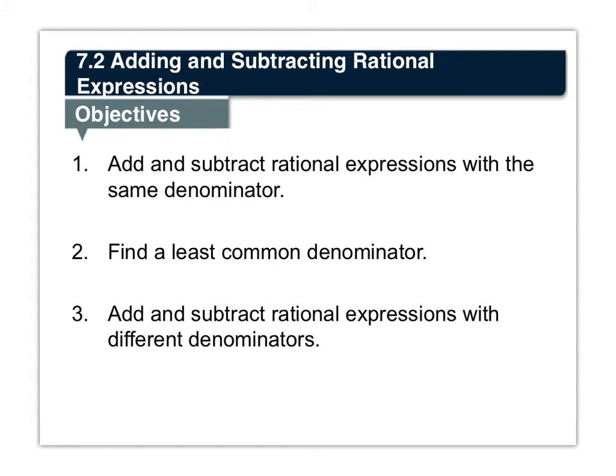For example, if we have the fraction 3/7 plus 2/7, if the denominators are the same, you add the numerators together. So you get 3 plus 2, which is 5, but you keep the same denominator. So 3/7 plus 2/7 is 5/7.